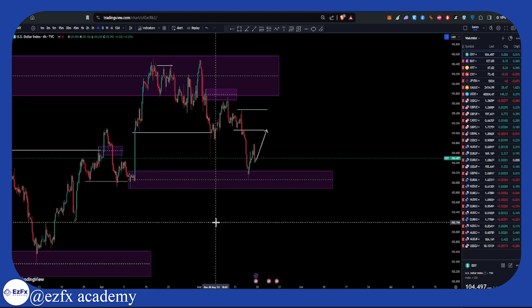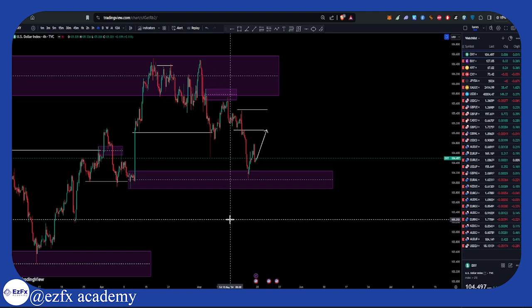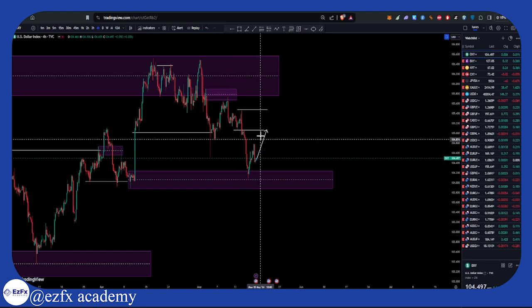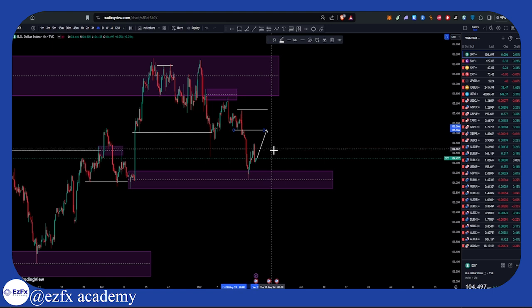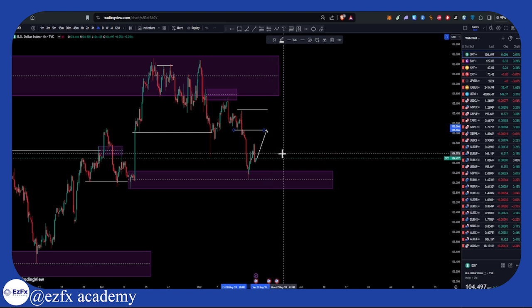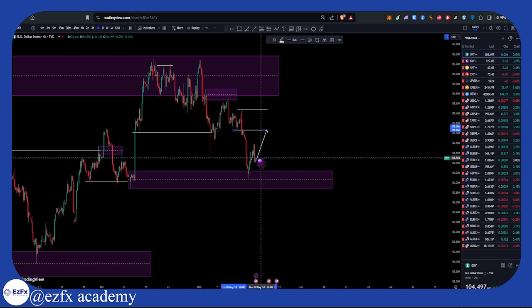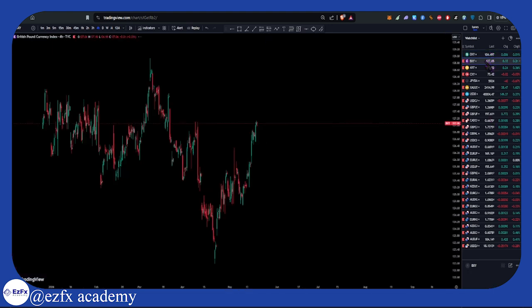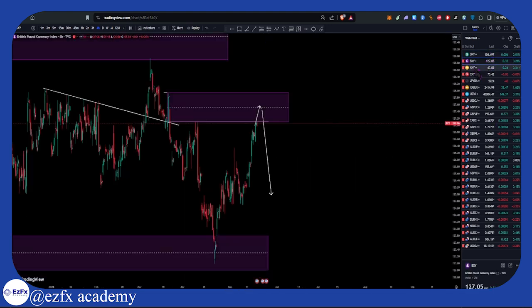I'm watching out for DXY to become stronger during the course of this week. At least up to this point, this is around 105.066. So I'll watch out for price to still push up a bit. My bias for DXY this week would be bullish. I'll be expecting a stronger dollar during the course of this week.